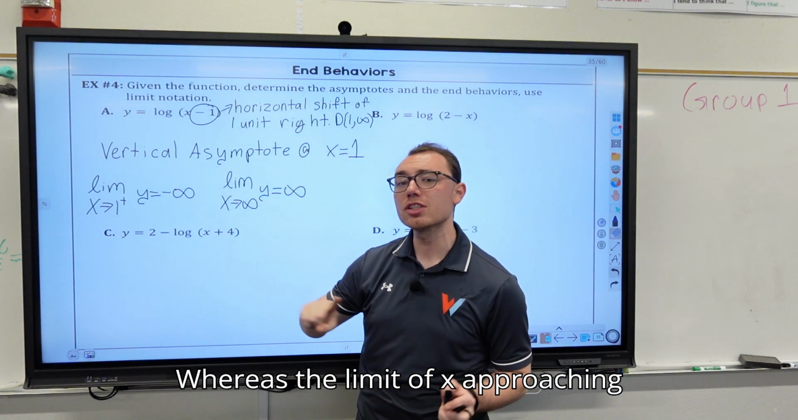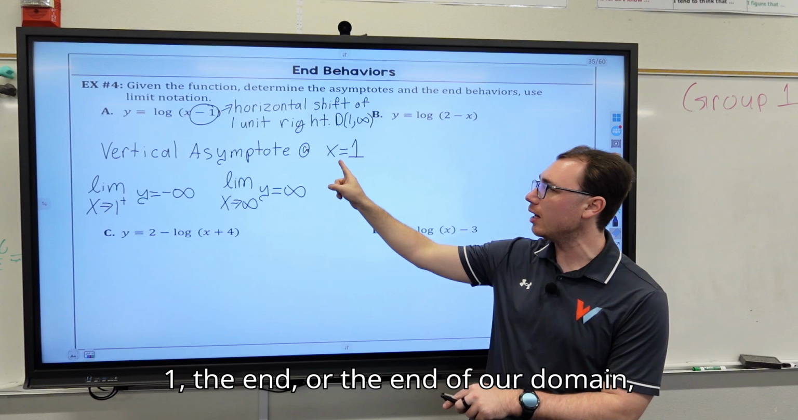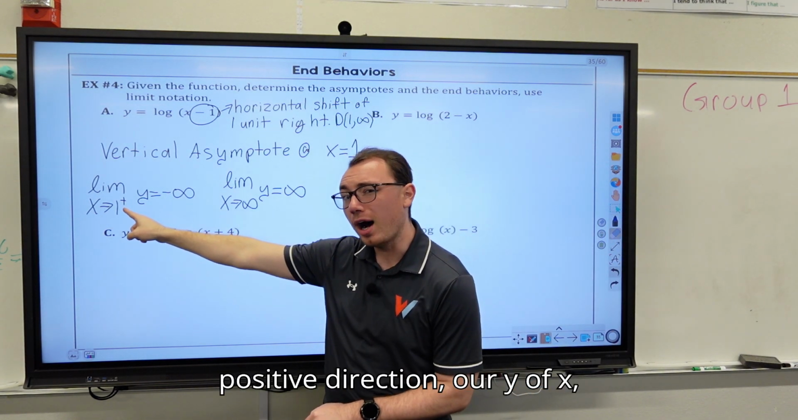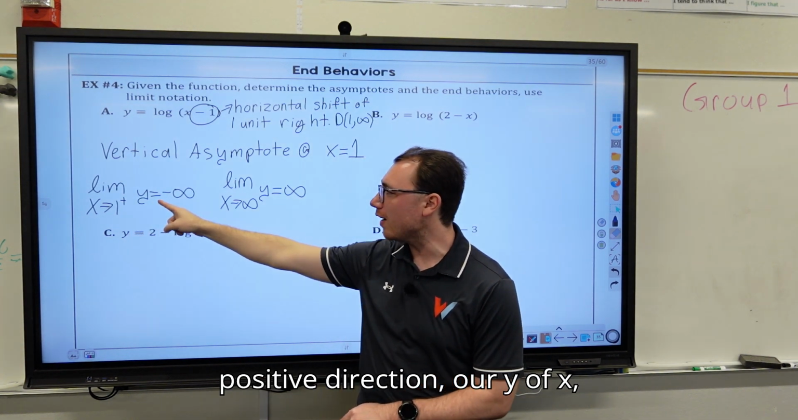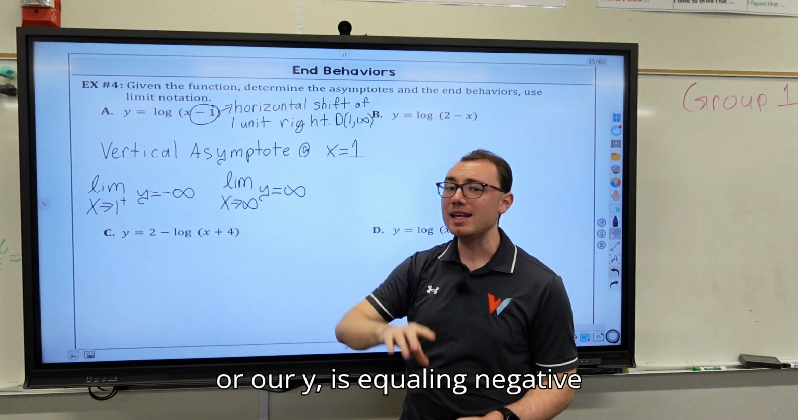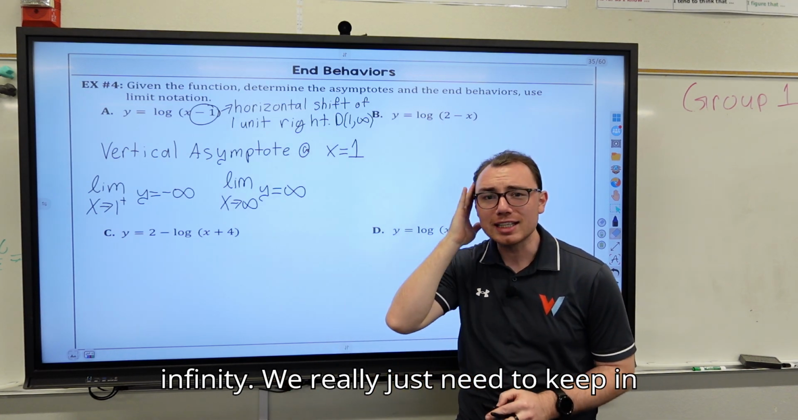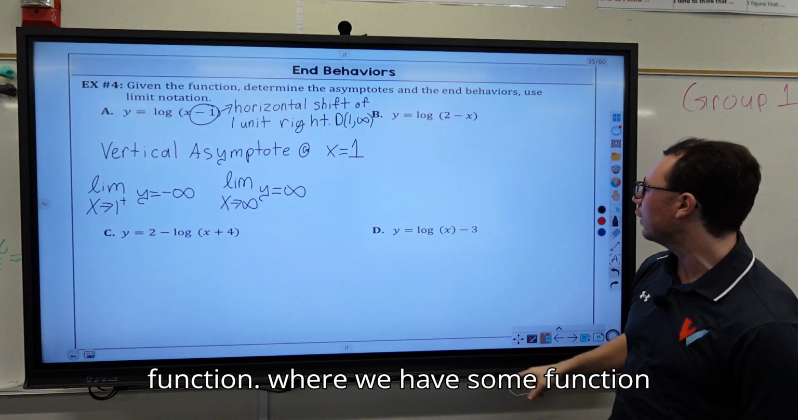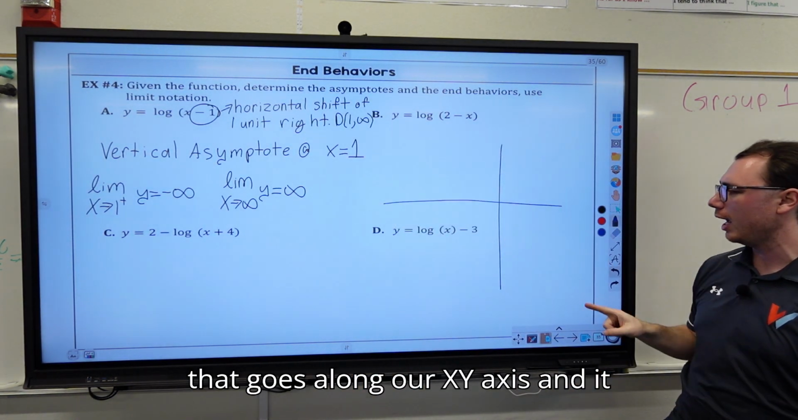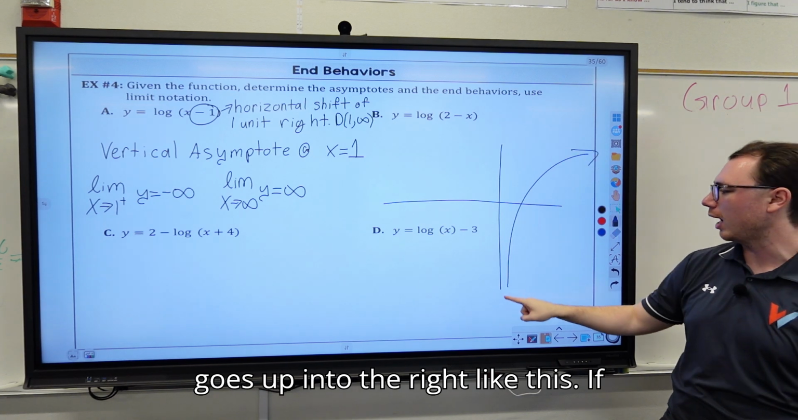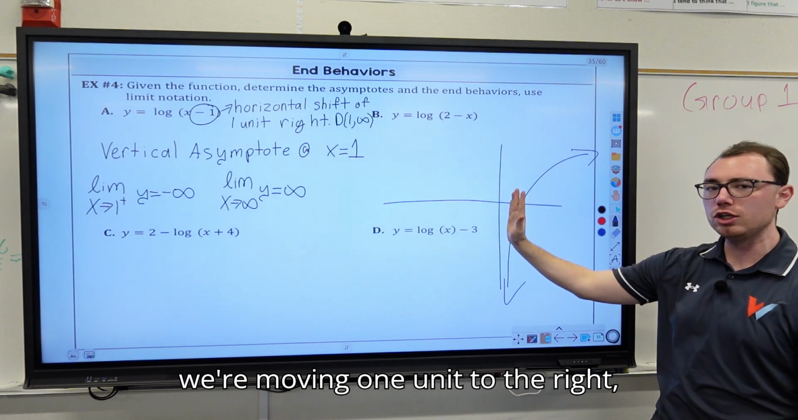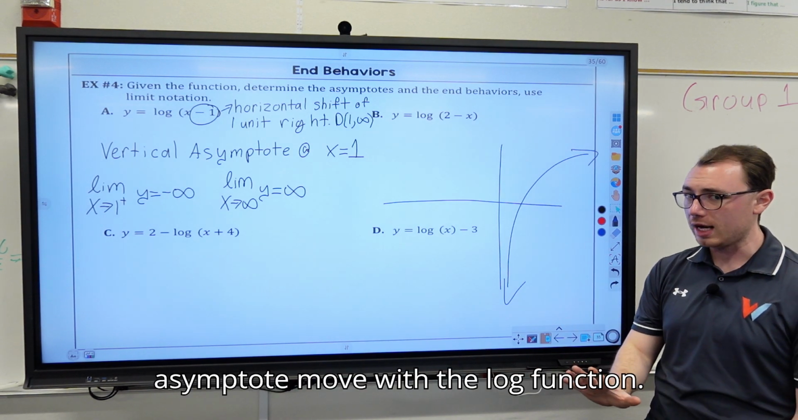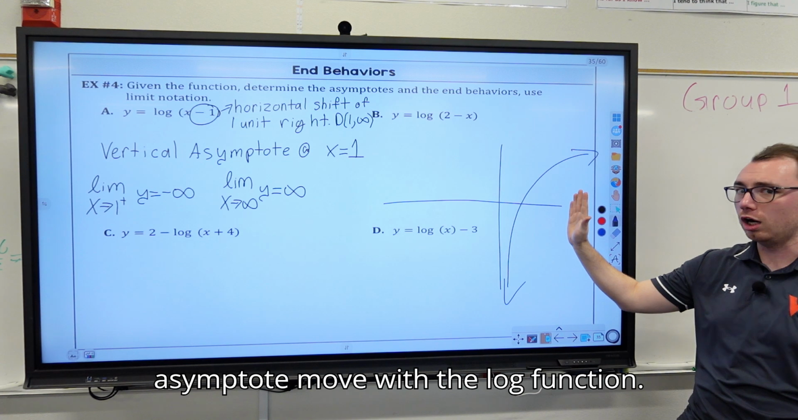The limit of x approaching 1, the end of our domain, the vertical asymptote, from the positive direction, our y is equaling -infinity. We really just need to keep in the back of our heads that general log function, where we have some function that goes along our xy axis, and it goes up and to the right like this. If we're moving 1 unit to the right, everything, the domain and the vertical asymptote, moves with the log function.